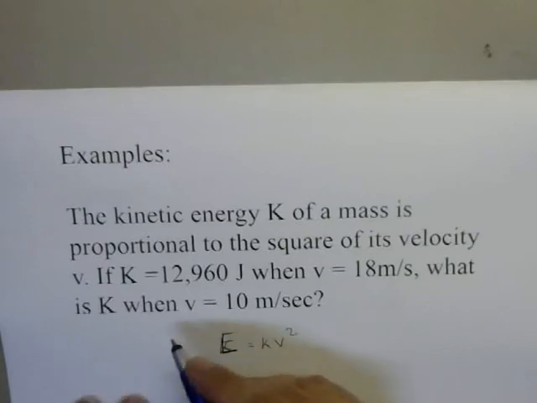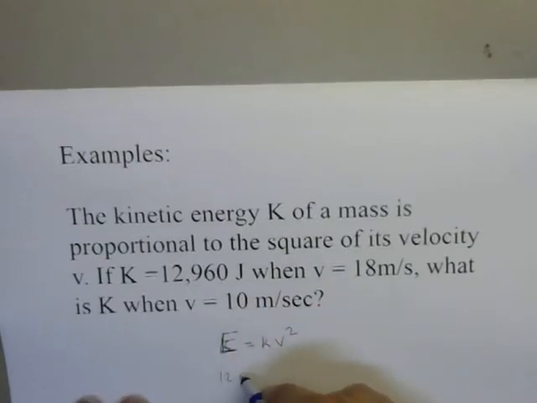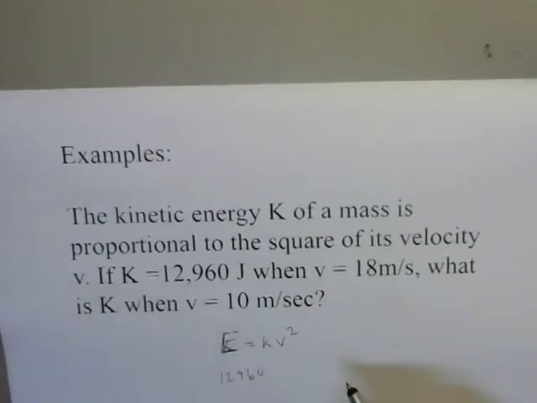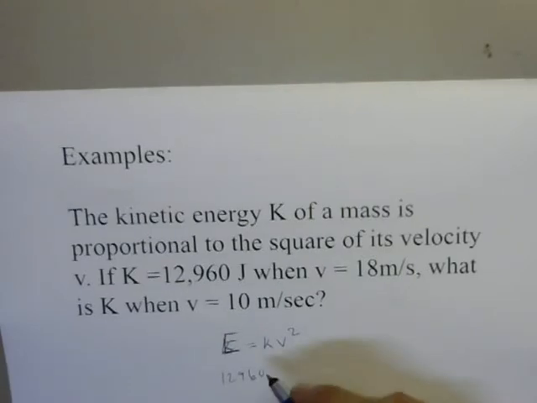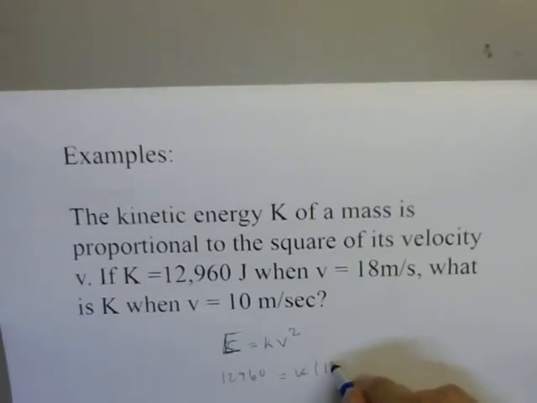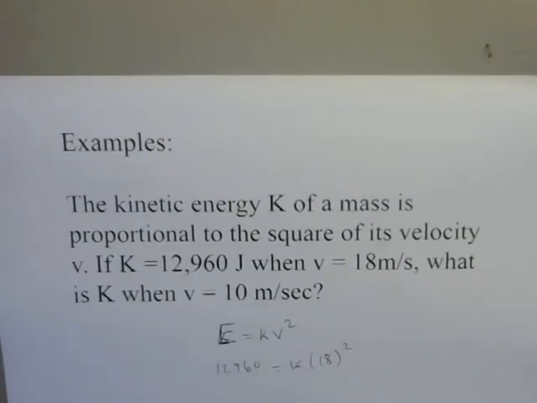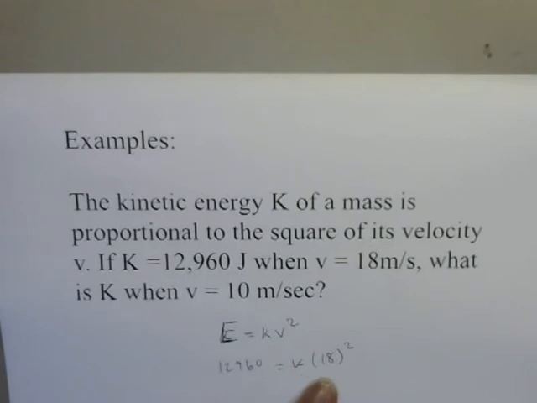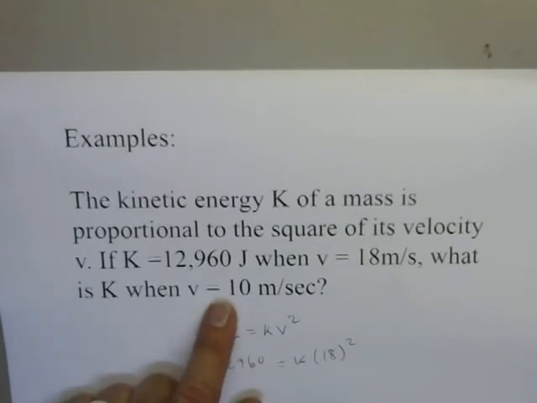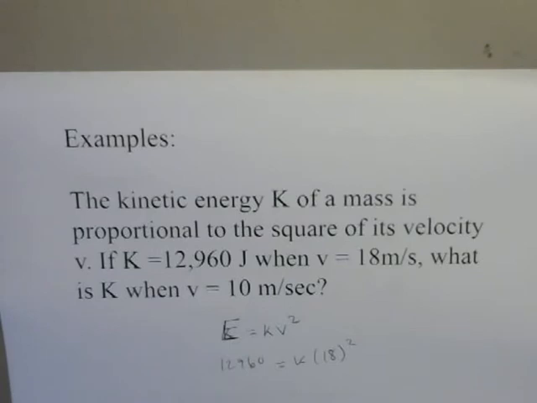So let's say that we know that the energy in this case is 12960 joules. You don't have to worry so much about the units. And the velocity is 18 meters per second. What is K when V decreases to 10 meters per second? Well, the first thing we need to do is find K by solving this equation, and then we can plug that in with the 10.